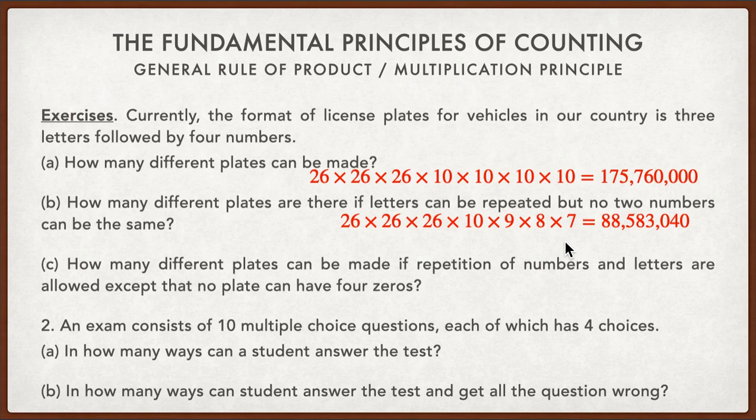Making use of your calculator, you just need to multiply that. So we have 26 times 26 times 26 times 10 times 9 times 8 times 7. The answer is 88,583,040 different plate numbers if the letters can be repeated but the numbers cannot be.